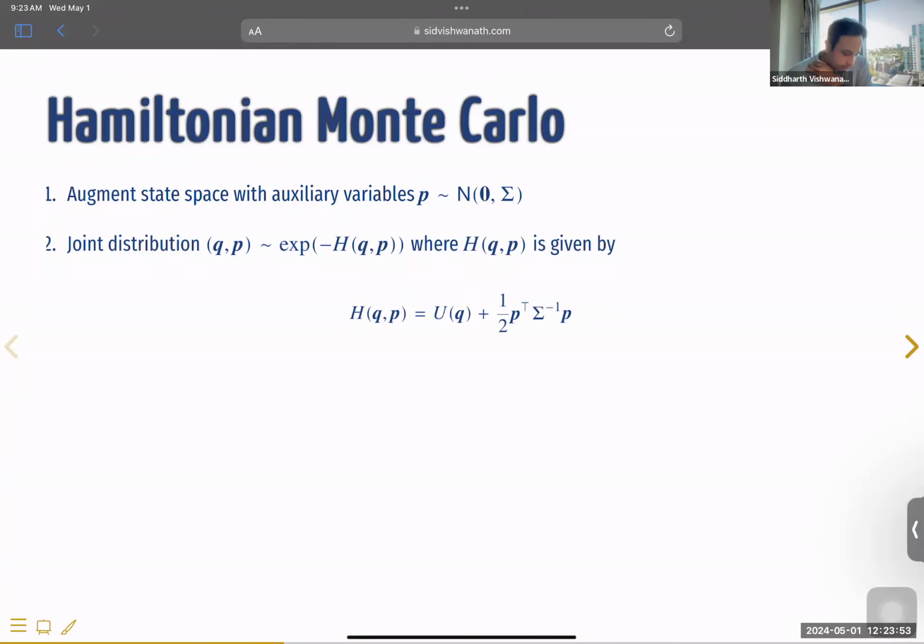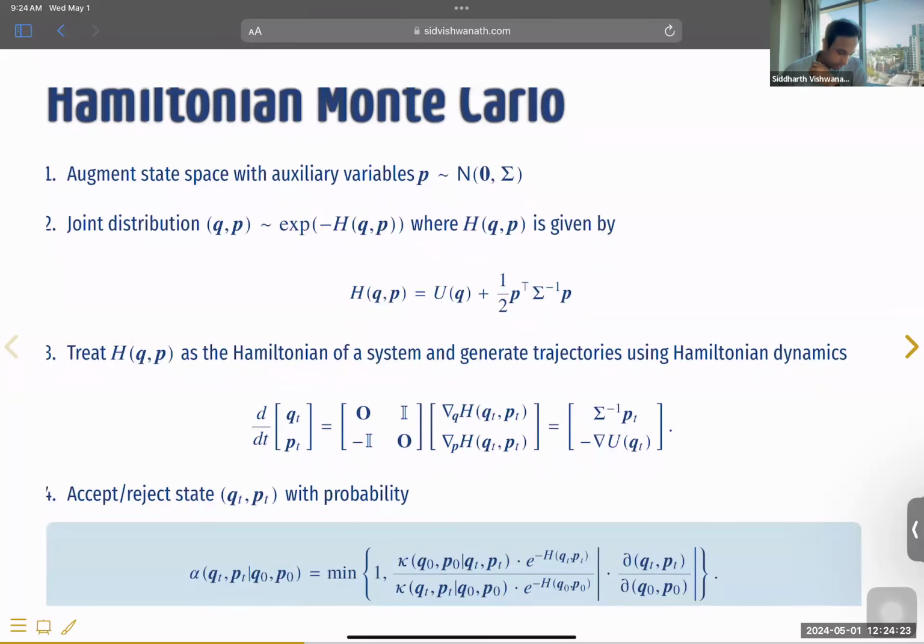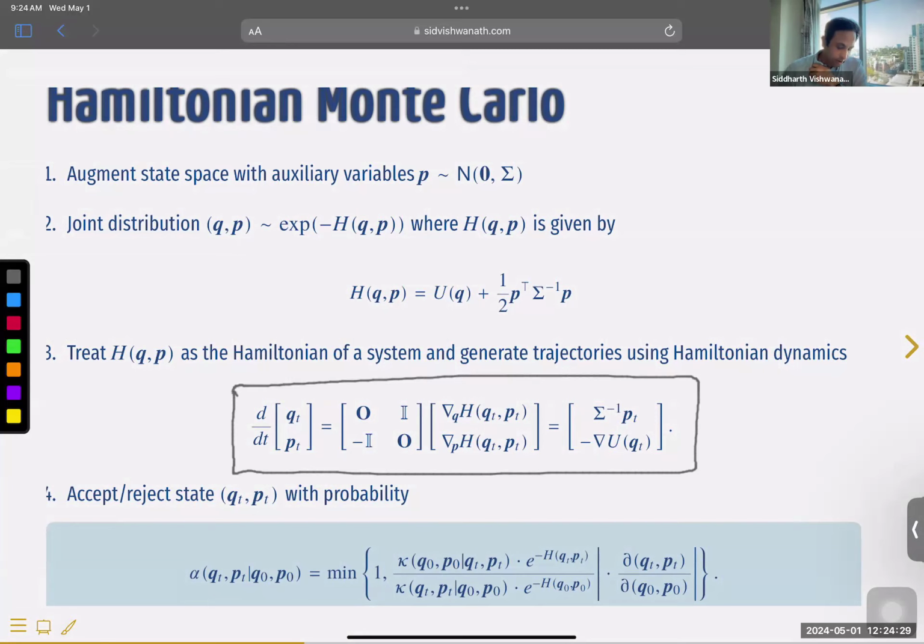And you look at the extended state space, which is also called the phase space, as the target distribution in the phase space. You look at the negative log density of that as the Hamiltonian of a physical system, and you generate proposals by solving this system of differential equations. So you integrate the ODE that you see over here. This is an autonomous ODE. You integrate that for time t, and whatever you end up with, you accept or reject with a certain probability.